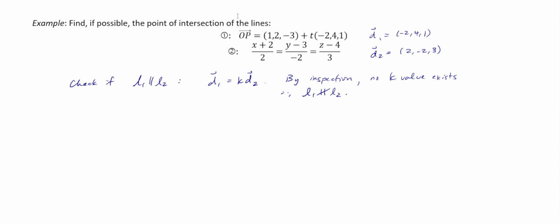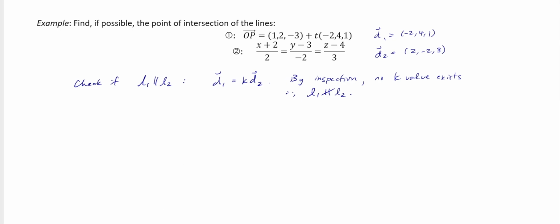and so we say line 1 is not parallel to line 2. Okay, so what I'm going to do is create a set of parametric equations for each of my lines. So for line 1, my parametric equation would be x is equal to 1 minus 2t, y is going to be 2 plus 4t, and z is going to be equal to negative 3 plus t.